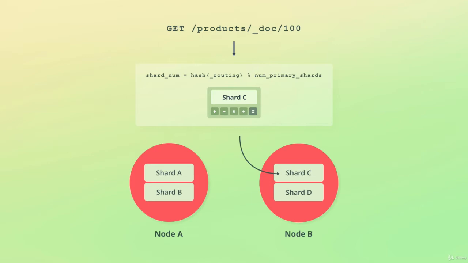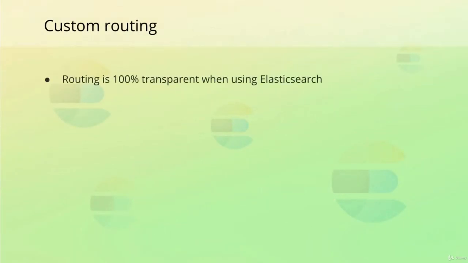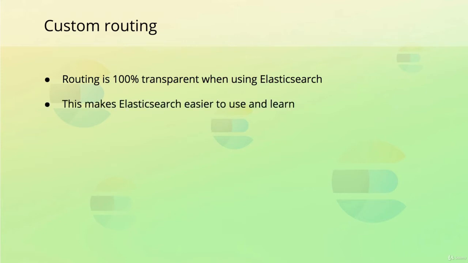Searching for documents based on some criteria other than their IDs works differently, as you'll see when we get to writing our first search query. As you have seen, routing is entirely transparent to us as users of Elasticsearch. By providing a default routing strategy, Elasticsearch is much easier to use than if we had to deal with this ourselves. Did you notice how I said default routing strategy?